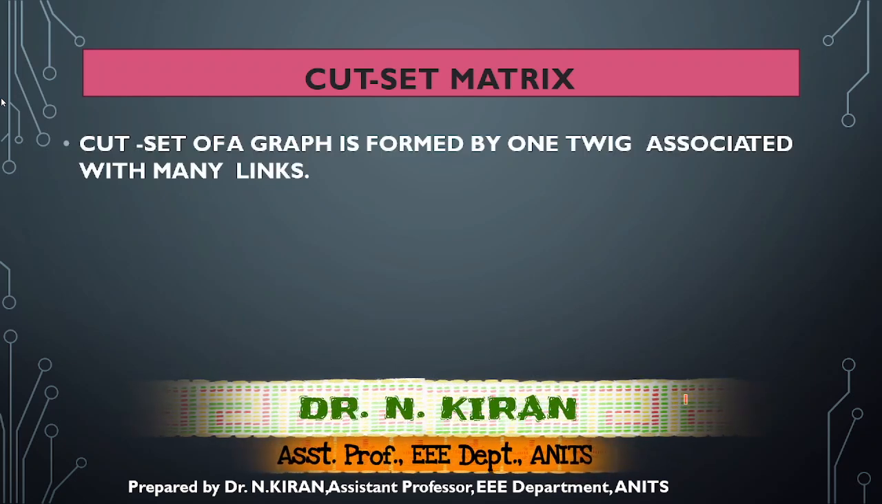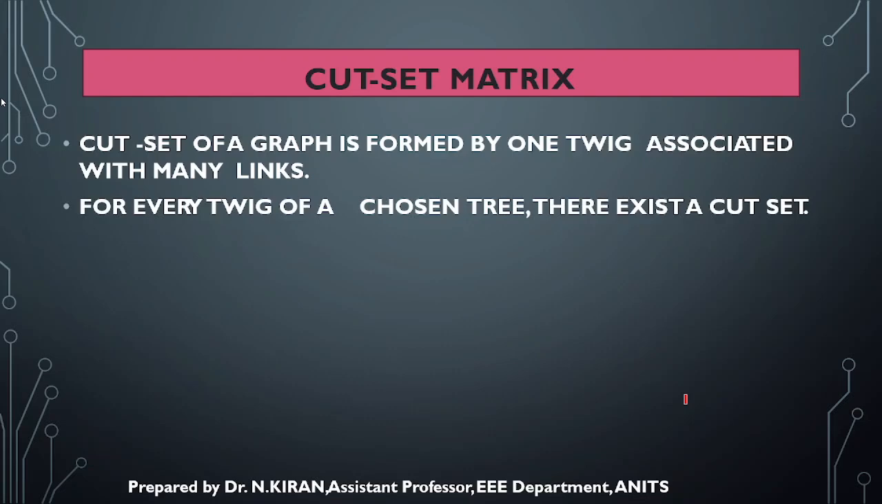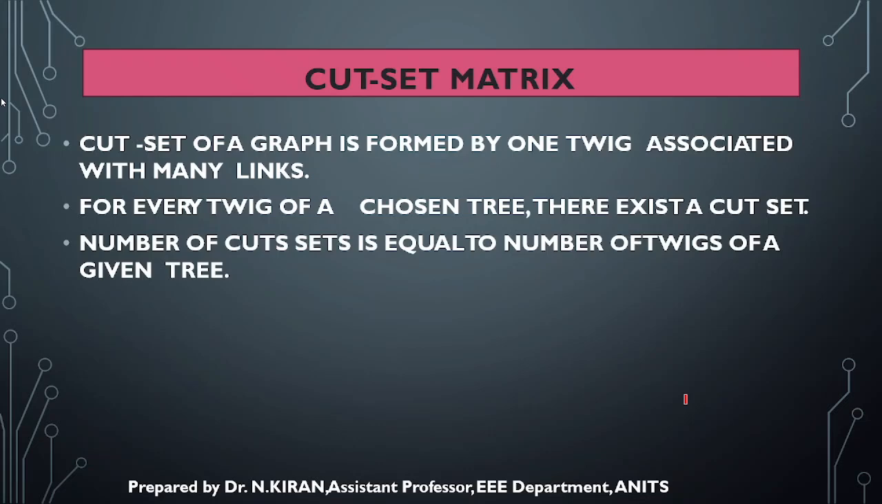First, a cut set of a graph is formed by one twig associated with many links. So it is quite the contrary when compared to the tie set matrix. In order to form a tie set, we previously considered only one link and any number of twigs. Coming to cut set, it is quite opposite. While forming a cut set, one should remember that you should consider only one twig and can consider any number of links. For every twig chosen of a given tree, there exists one cut set, so every cut set will be associated with a twig. That means the number of cut sets will be equal to the number of twigs of a given tree.